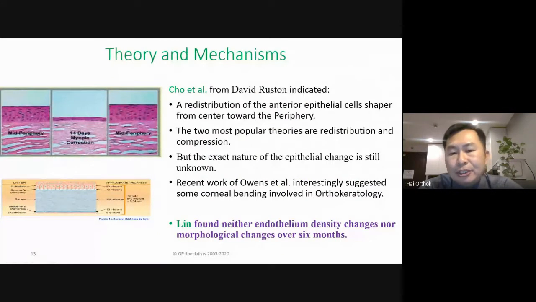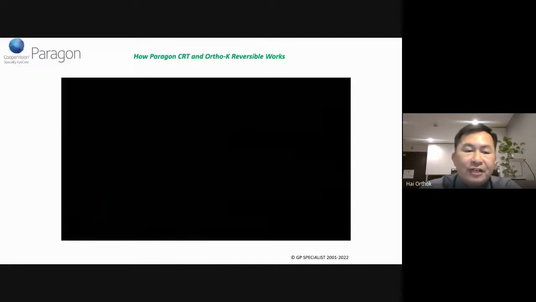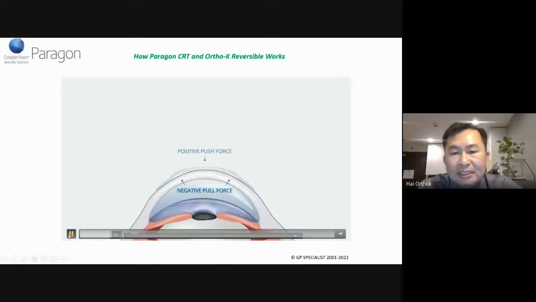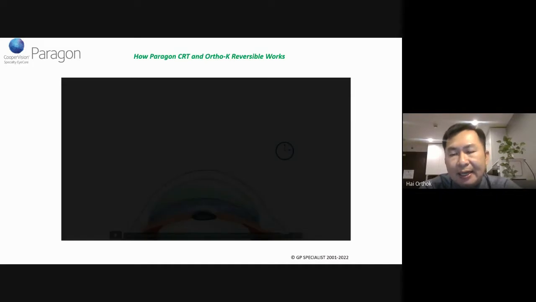On theory and mechanism, we show that Lin found neither endothelial density change nor morphology change over 6 years, so Ortho-K was concluded to be safe to use. Compared to LASIK surgery, Ortho-K is good because of its reversible condition. We can see the video and see that when we release the lens, within 24 to 72 hours the corneal power comes back.